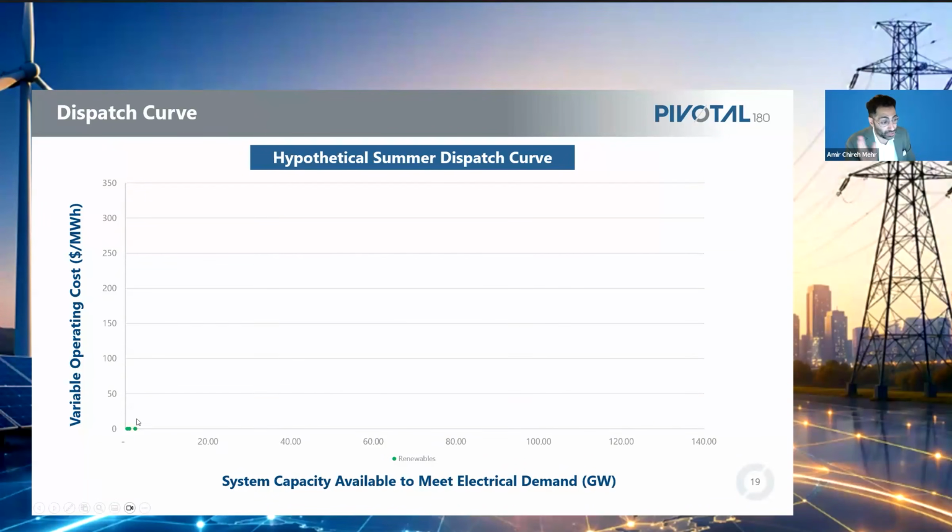Now, next in your order of dispatch, your supply stack, your merit order of dispatch, and by merit order, we mean in order of least to most expensive, you're probably going to run your nuclear power plants. They oftentimes, typically alongside renewables, have that must dispatch rule where they get to sell whatever they produce.